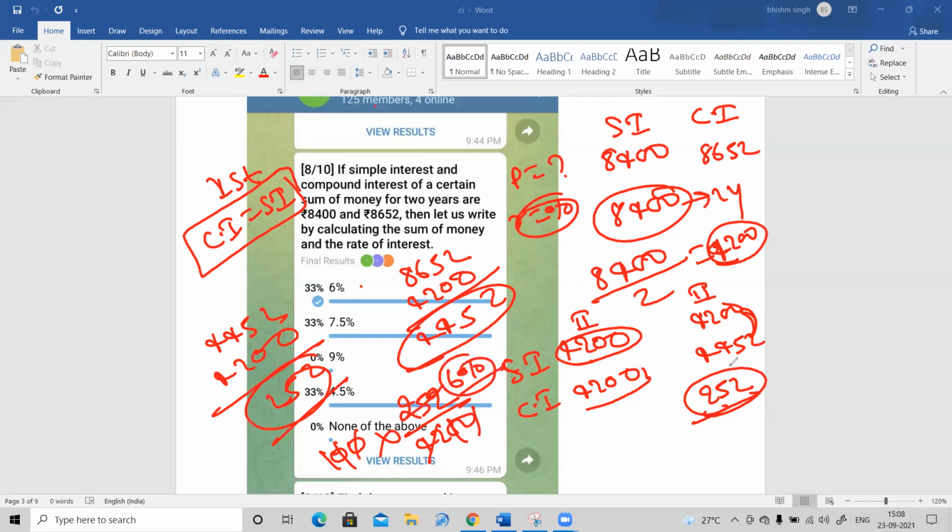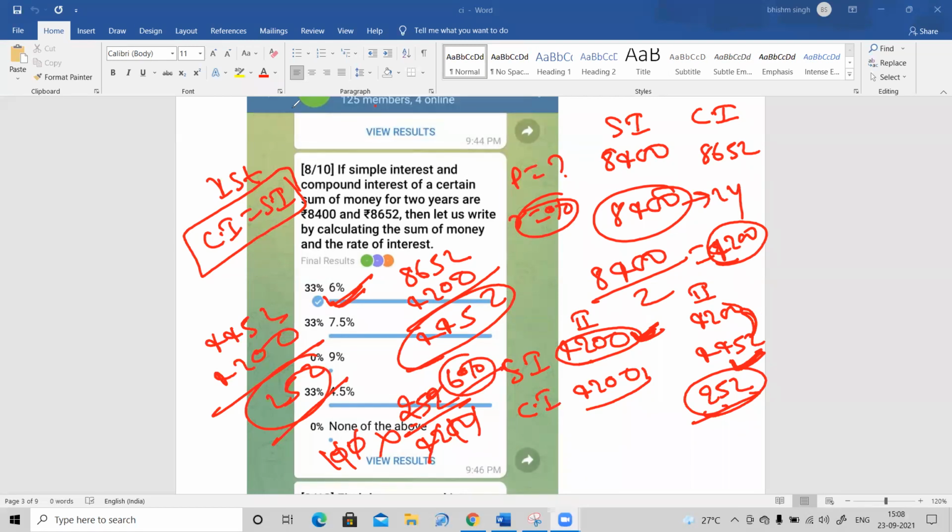So my dear students, in the second year you are getting an extra 252 rupees. This extra 252 rupees is coming due to the first year simple interest of 4200. So that is 6%. 252 rupees is 6% of 4200. So your first answer is the correct one. I think one student has given the correct answer.